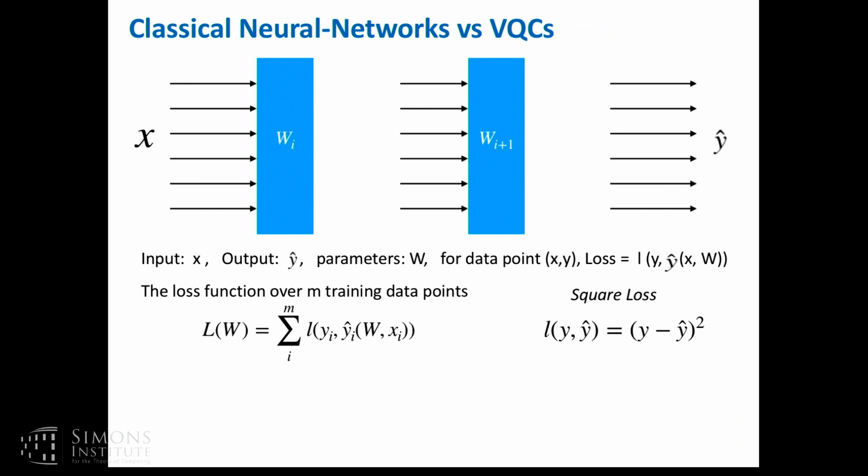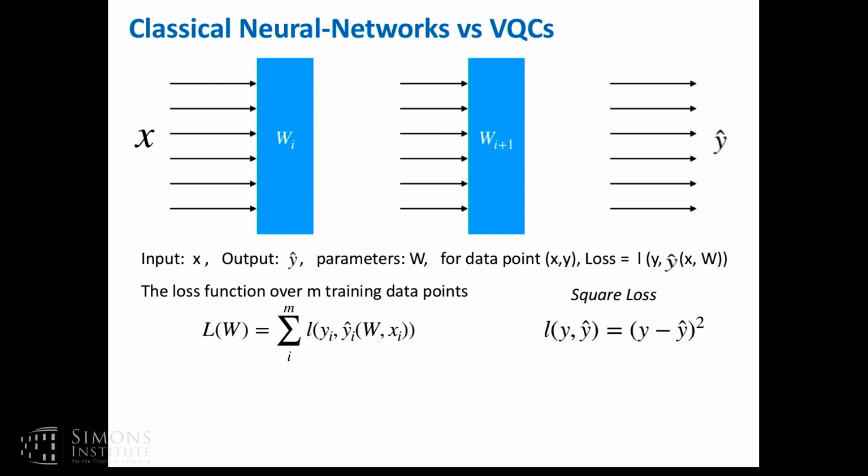So we first quickly revisit what a classical neural network is. Imagine you have some input and layers of neurons, where W_1 through W_{n+1} represent the parameters of each layer. You have input x, and the output of your neural network is y hat. For all the parameters W, you usually have a loss function representing whether they're close, it should be small, and where they're far apart, it should be large. People usually use a square loss. If you want to train this on m data points, you sum over all those data points and try to optimize for W.